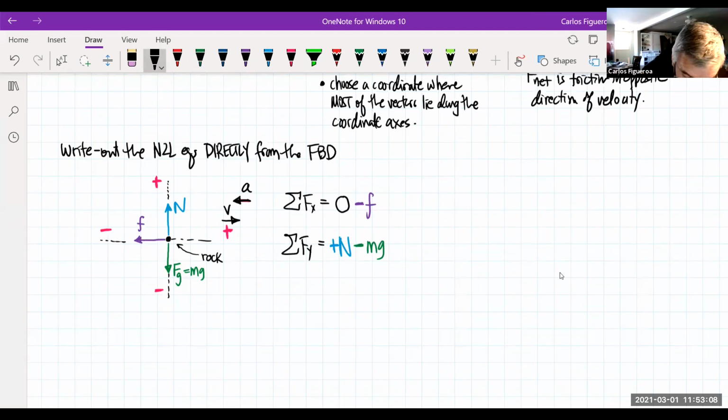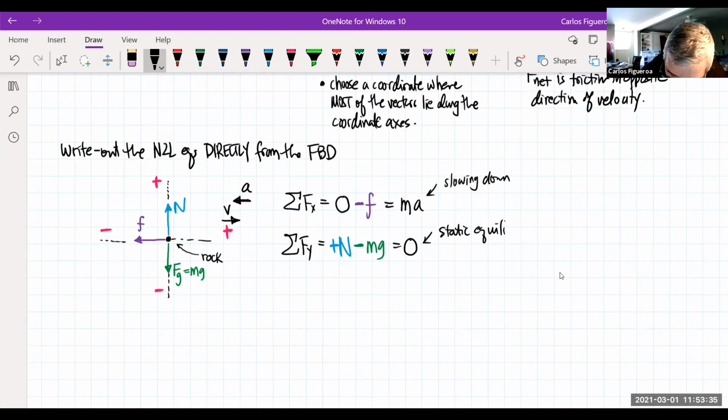Now, is this thing accelerating? Yes, it's accelerating in which direction? In the x direction. So I write mass times acceleration, because why? It's slowing down. What about the rock? Is it moving vertically? No, it's in static equilibrium. So therefore, I'd write a 0. This is in static equilibrium vertically.